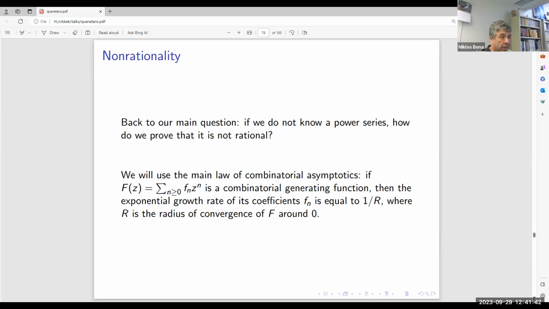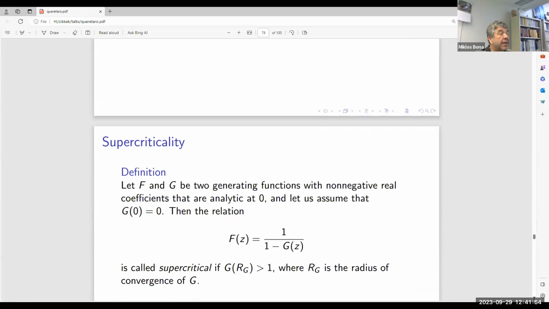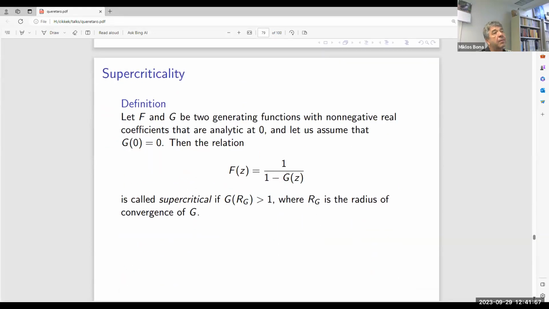So there's some algebraic combinatorics here. When you have a combinatorial generating function, the exponential growth rate of the coefficients is equal to the reciprocal of the convergence radius. That's a well-known fact. A less well-known fact, even among combinatorialists, is this. Well, this is a definition. Let there be two generating functions which relate to each other this way. This is very common in combinatorics. F is 1 over 1 minus g. We say that this relation is supercritical if when you plug in the convergence radius into g, you get something bigger than 1. And why does this matter? Why is this interesting? This is why.